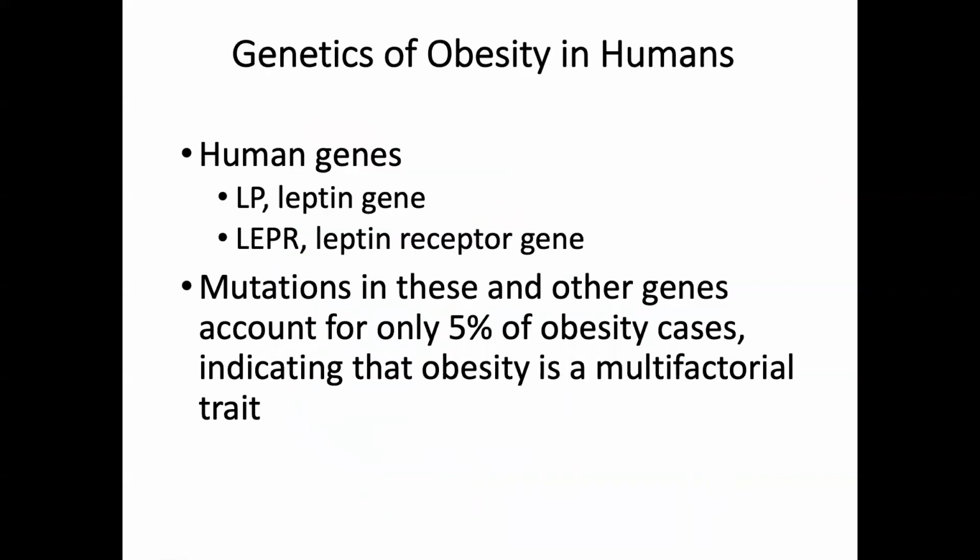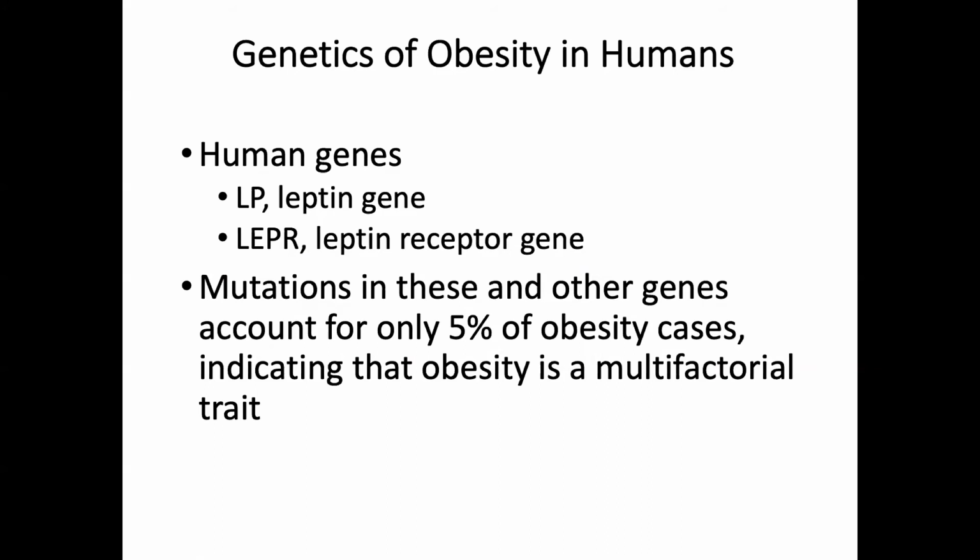But things were not always as easy as we thought. Similar to mice, human beings also have the leptin and leptin receptor genes, and they were named LEP for leptin genes and LEPR for leptin receptor genes. When genetic sequencing was done on those obese individuals, scientists found that mutations in all the genes involved in the leptin pathways only account for approximately 5% of obese cases, strongly indicating that obesity is a multifactorial trait.